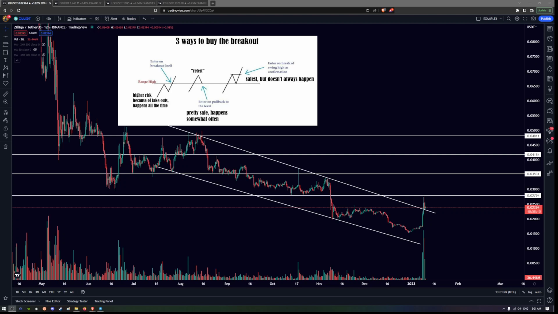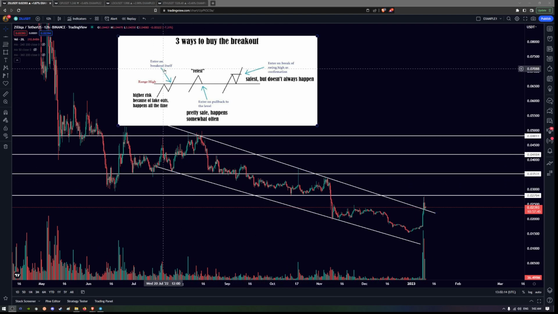In this video, we're going to go through 3 different ways to buy the breakout. First example here is you can enter on the breakout itself. Okay, so this line going across here is just the resistance level. This is a horizontal resistance. Works the same as for a pattern. So here we have a descending wedge or a descending channel, and this line here is your resistance level.